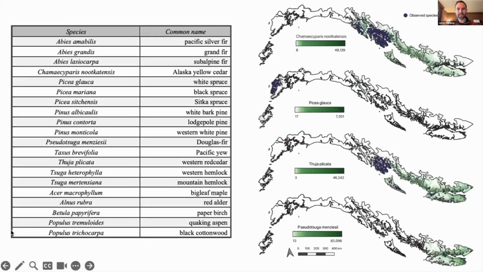Here are some examples of the individual species maps. Green is the total biomass amount for that species, and the purple dots you see are just where we see them in the observed plot data. So you can see that our imputed maps are constraining species to where we actually observe them in the plot data themselves. And we have 1 map for each one of these species listed in the table to the left here.